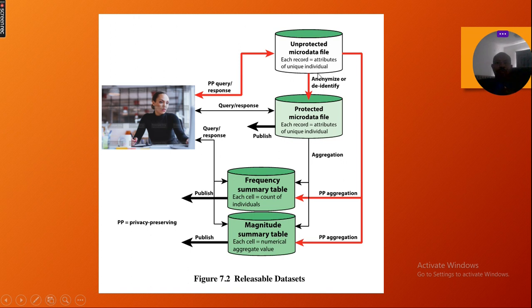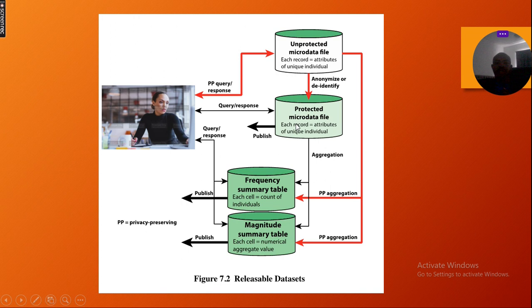So that's why you have to carry out anonymization and de-identification. Once that is done, the macro data file becomes protected, and then you can publish. First, you collect data, and this becomes your database. This database you must anonymize or de-identify. Once that is carried out, the macro data file becomes protected.